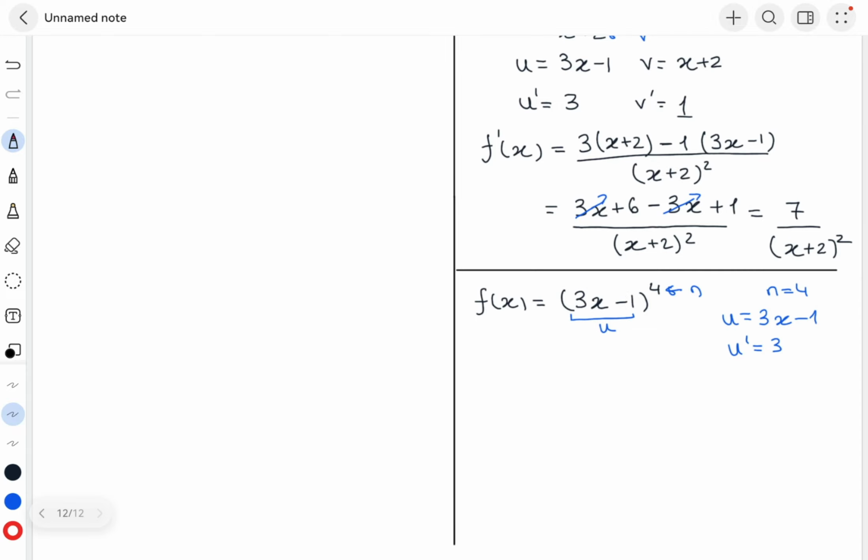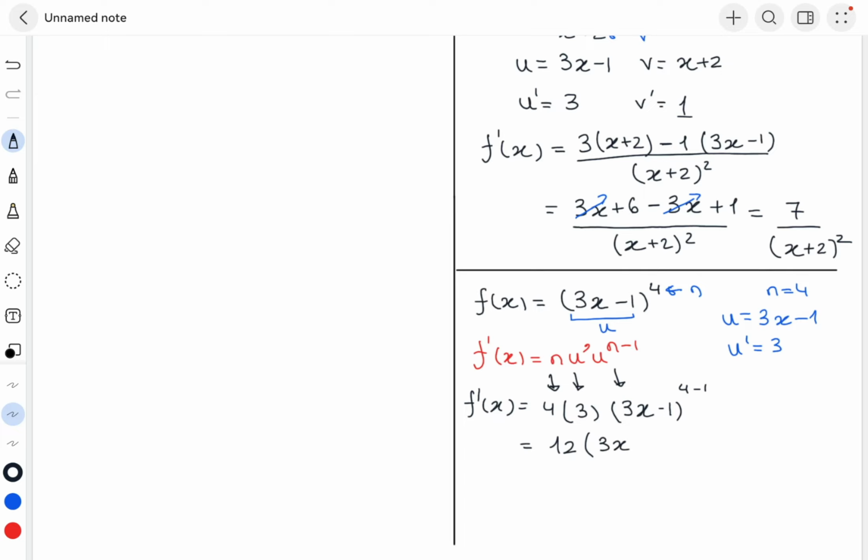And now we apply f prime of x is n u prime u to the n minus 1, and we just replace. f prime of x will be n is 4, u prime is 3, and u to the n minus 1, so we'll have 3x minus 1 to the power 4 minus 1. 4 multiplied by 3 is 12. 3x minus 1 to the power 4 minus 1 is 3, and this will be our final answer.